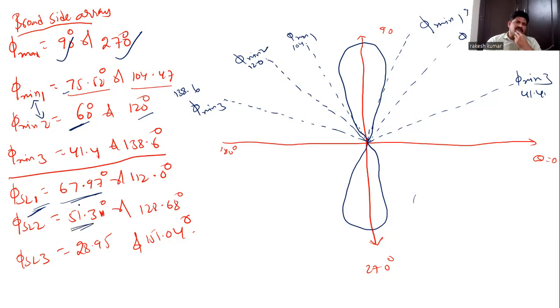Similarly, second side loop level lies in between second null and third null. So your second null is 60 degrees and your third null is 41.4. What is your side loop level? It is 51.3. Okay, 51.3.